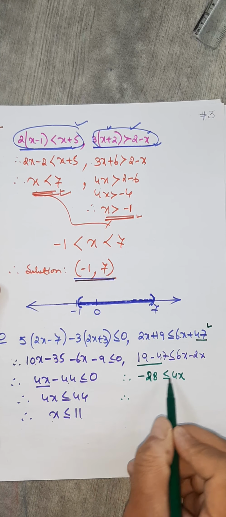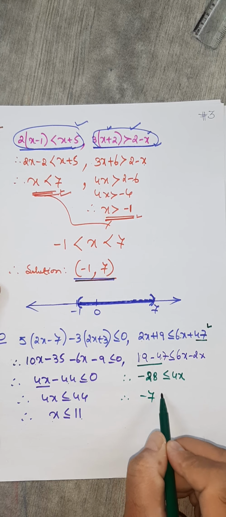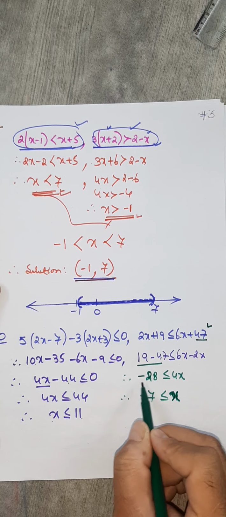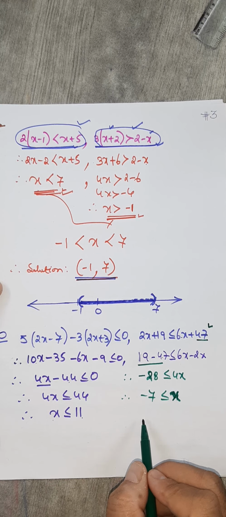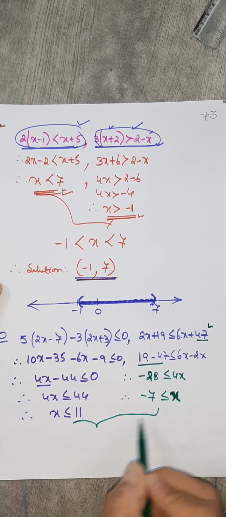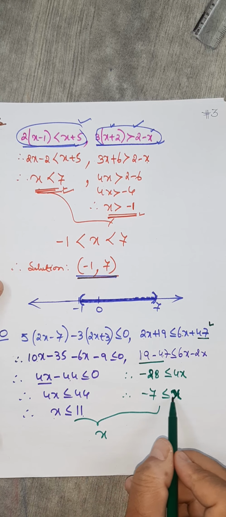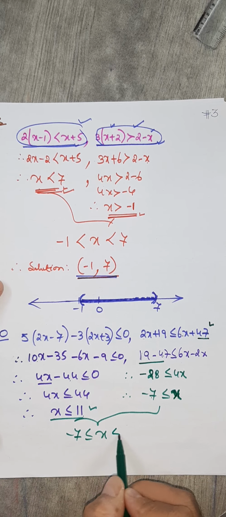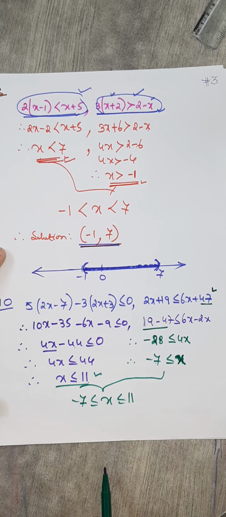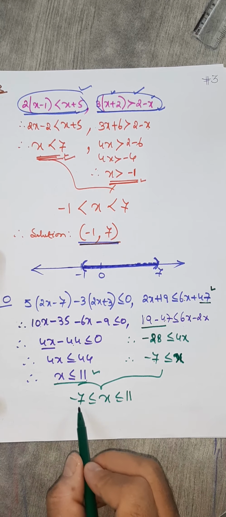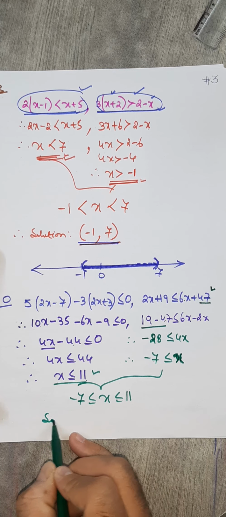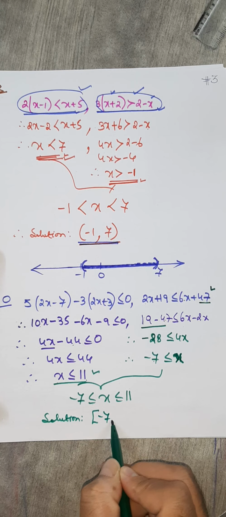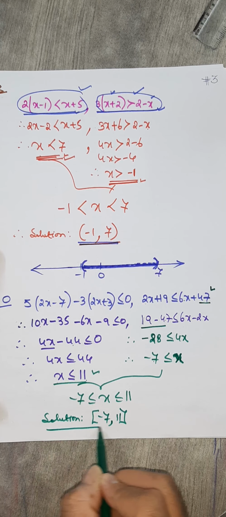Dividing by 4, it's a positive number, so minus 7 is less than or equal to x. Dividing 28 by 4 gives minus 7. So if you combine these two, here x is greater than or equal to minus 7, and here you are saying that x is less than or equal to 11. Therefore, the solution is from where to where? The solution is from minus 7 to 11. This is the solution.